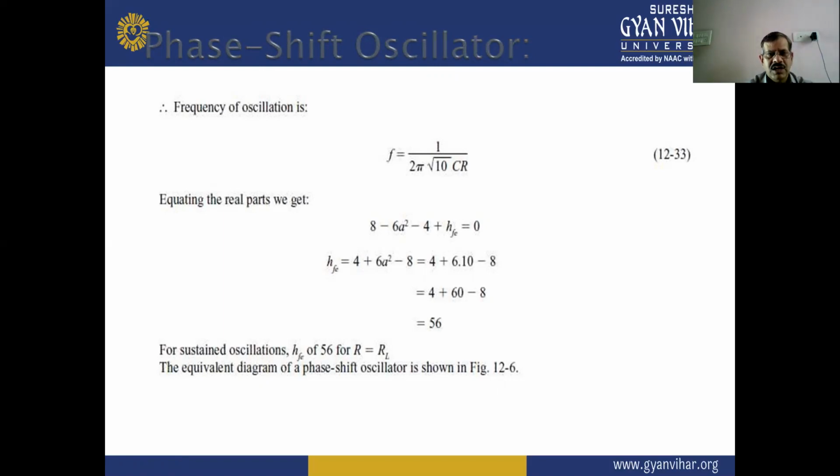Next, equating the real part of the determinant equation, we have 8 minus 6A square minus 4 plus hfe. So we have the value of hfe equal to 56. For sinusoidal oscillation, hfe must be 56 for R equal to RL. The equivalent circuit diagram of the phase shift oscillator is given in the figures.